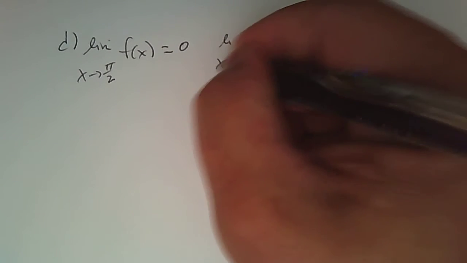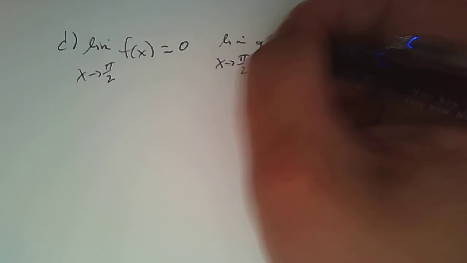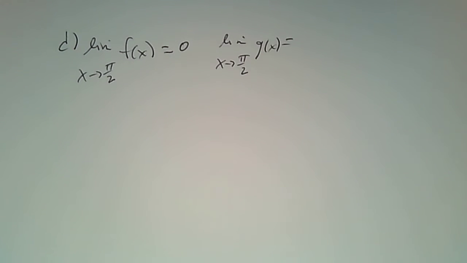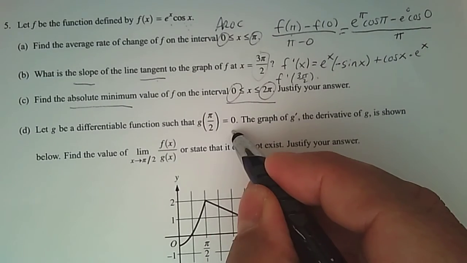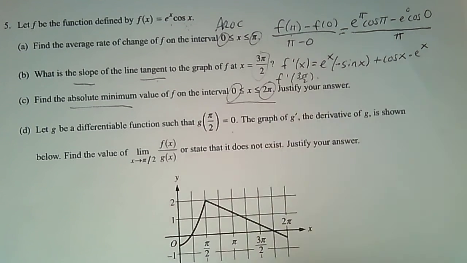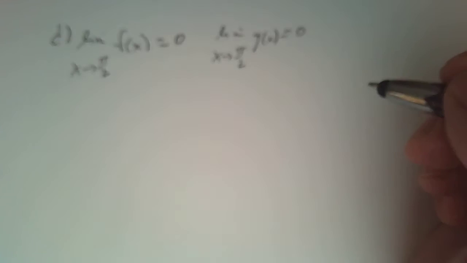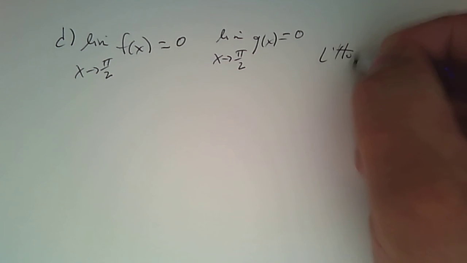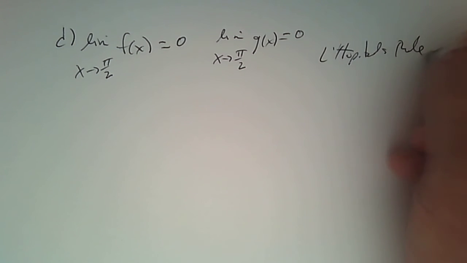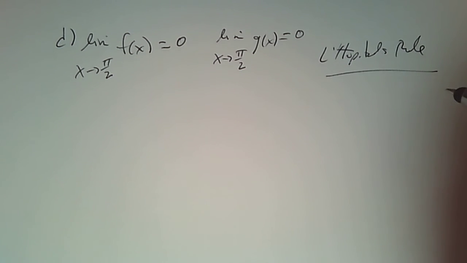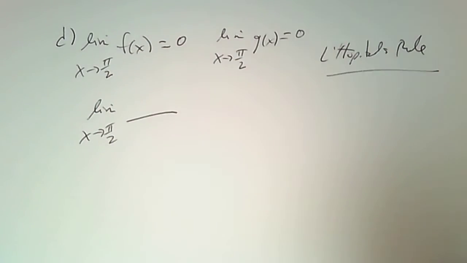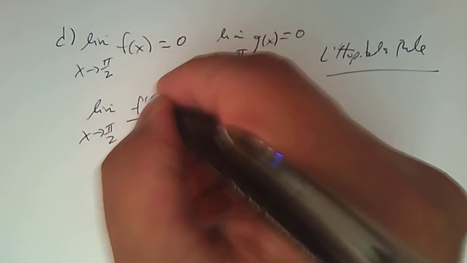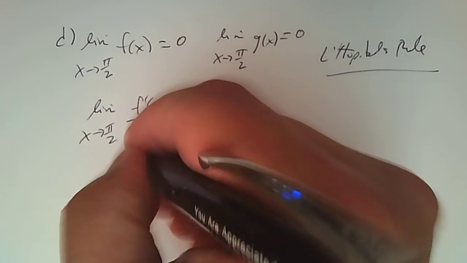If I ask, what's the limit as x approaches pi over 2 of g at x, this also needs to be 0 for it to be L'Hopital's rule. So let's remind ourselves, it says the value at pi over 2 is equal to 0. I don't have to look at anything else. So clearly this is L'Hopital's rule, right? It's okay even to write it down for the people who are grading it. So I'm going to write the limit again, but this time I'm going to take the derivative of the numerator and the derivative of the denominator.